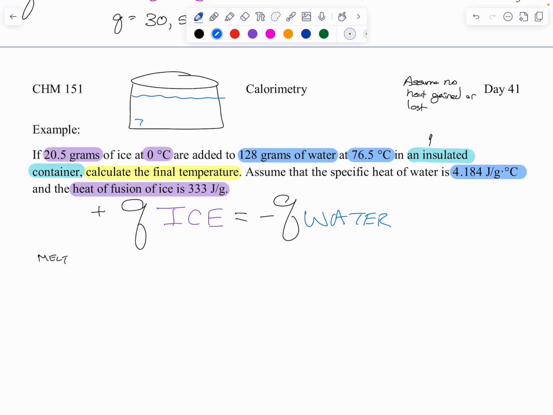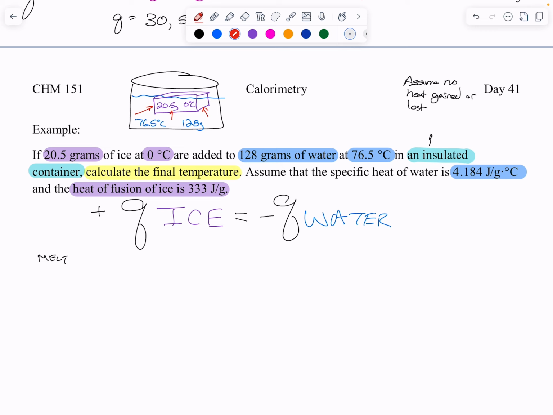I have 76.5 degrees Celsius and 128 grams. And then we're going to put in a big old ice cube. That's 20.5 grams and 0 degrees Celsius. And we know energy is flowing from the water into the ice. That's what we know. All right, so some of that ice is going to melt. Maybe all of it, we don't know.